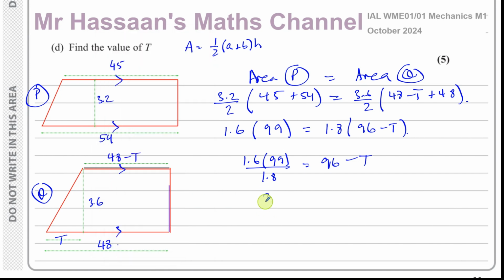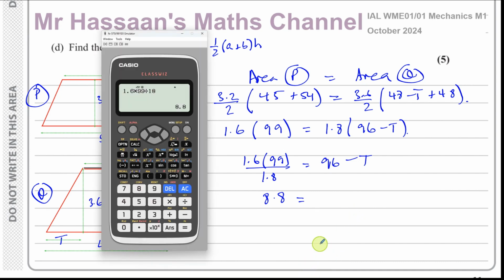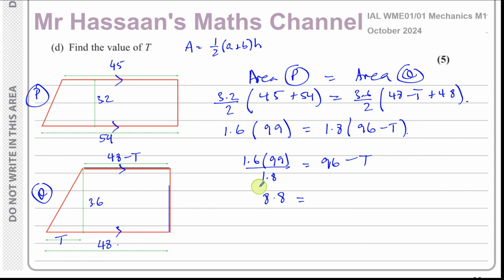So you have 8.8 is equal to... 1.6 times 99 divided by 1.8. I knew there was something wrong there. Be careful. That's actually 88. Okay, that's 88. Be very careful with your calculator, not to make silly mistakes like that.